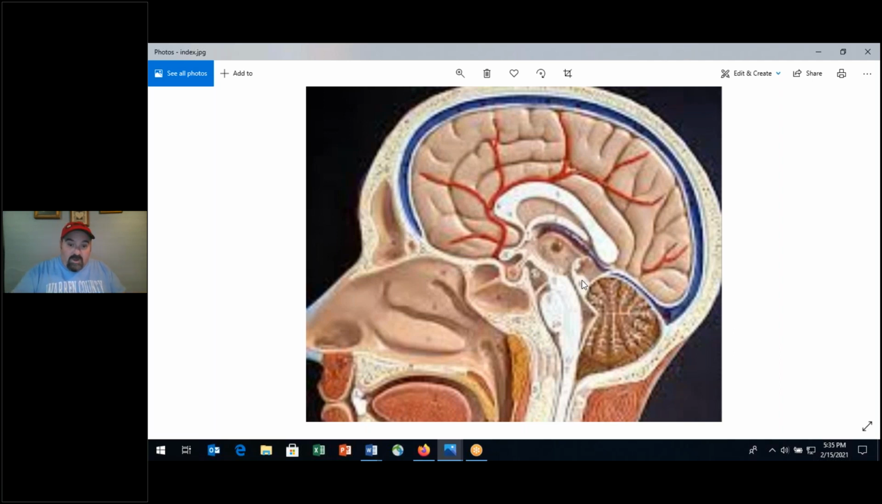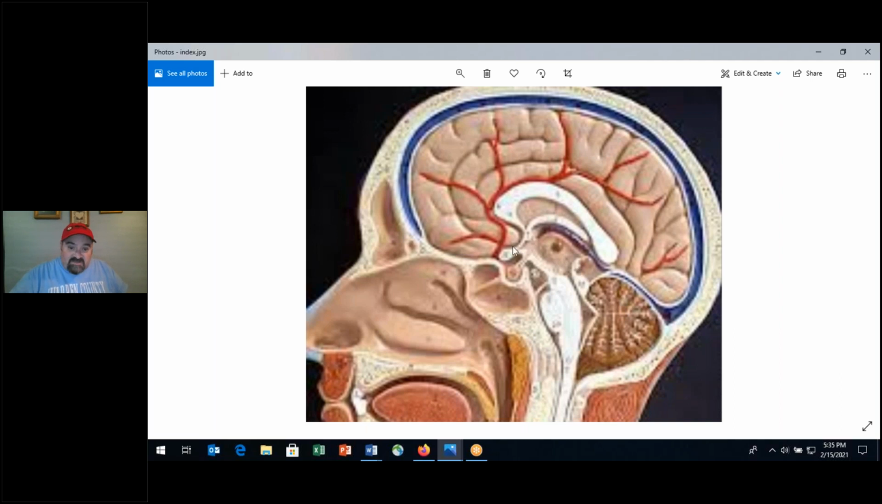The corpora quadrigemina. Right anterior to it would be the cerebral peduncles of the midbrain, the pons, the medulla oblongata, the spinal cord, okay? And know that from this fourth ventricle, there is a canal, the central canal of the spinal cord, that will allow cerebrospinal fluid to pass through the spinal cord, as well as bathing the spinal cord, okay?